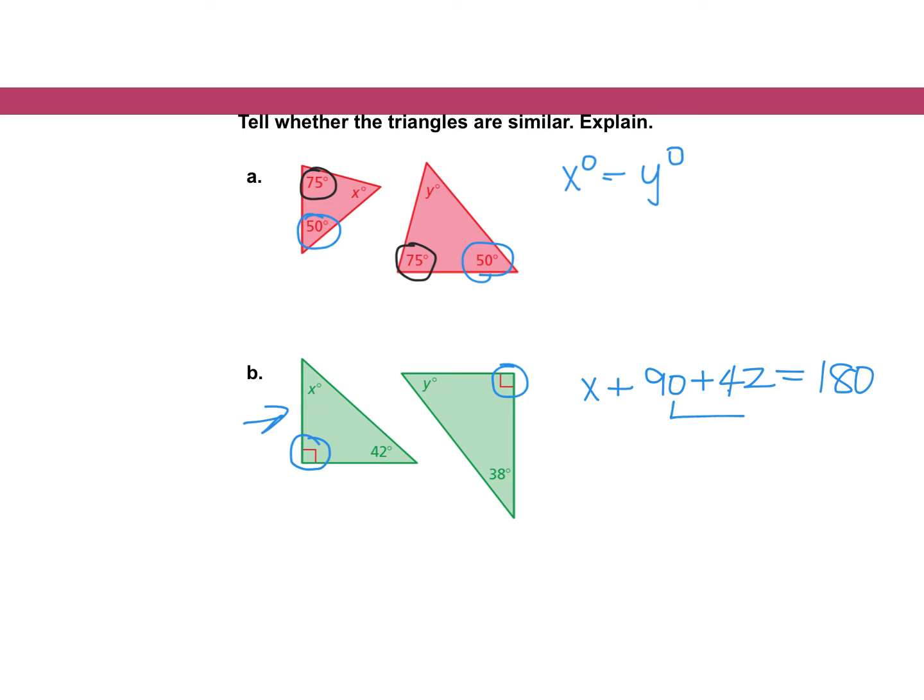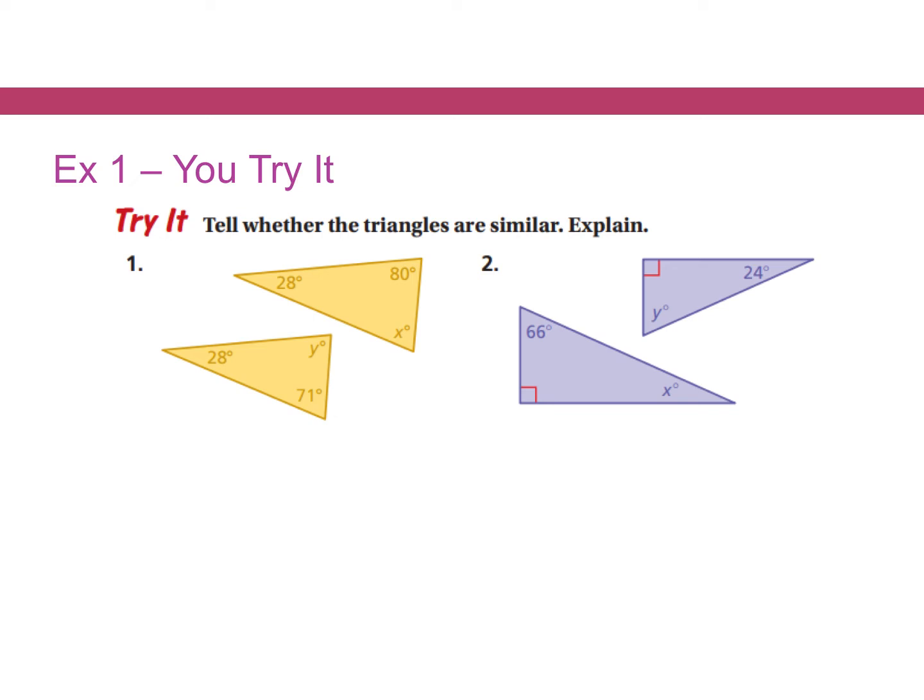When I simplify this and collect my like terms, I get X plus 132 equals 180. When I solve for X by subtracting 132 from both sides, I get X equals 48. Looking over at this other triangle, I see that I have my third angle as 38, not 48. That tells me that these two triangles are not congruent, which then means they are not similar. Now I'm going to ask you to try numbers 1 and 2 by pausing the video and then coming back to double check your answers.